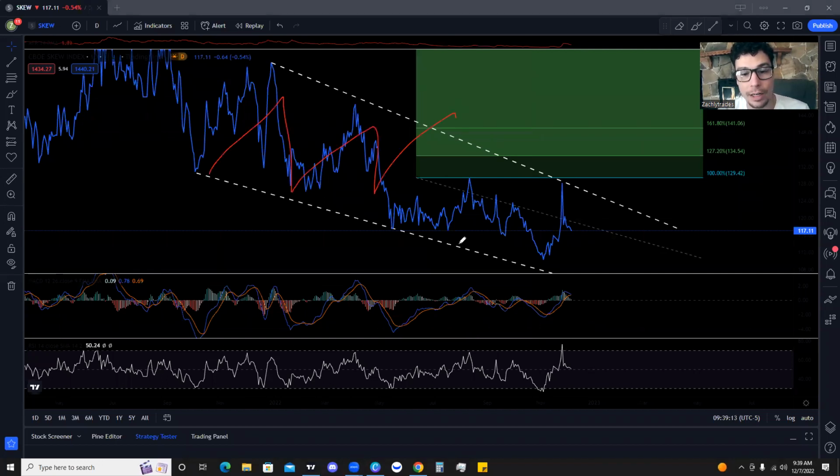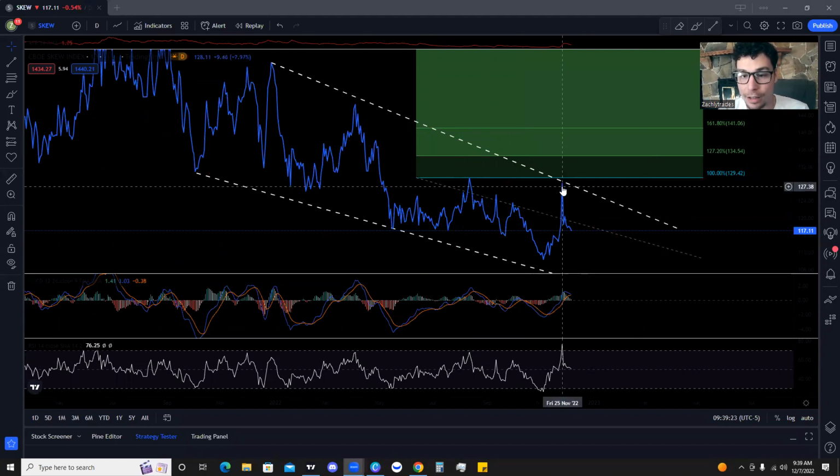We have a bullish pattern here. We have this falling wedge. We could get a breakout that could really skyrocket skew. Okay. Now this is going to be the breakout level that I'm really watching for. If we look at the exact date though, right? Friday was when we saw a huge spike in the skew index.